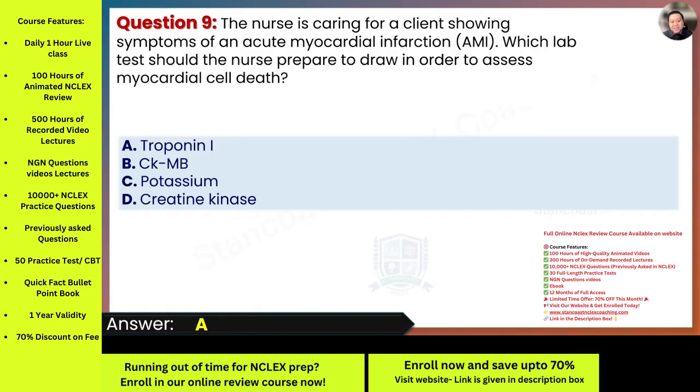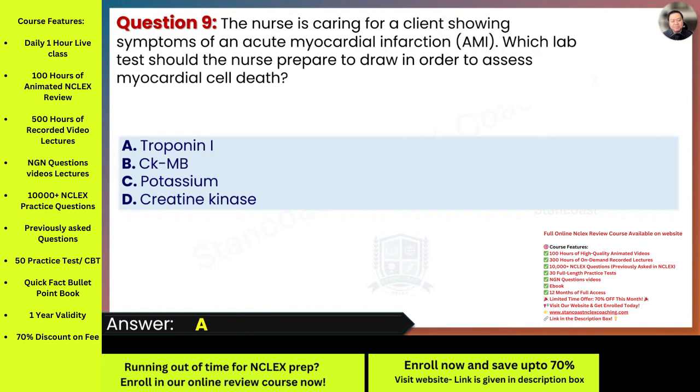Now, why is letter C incorrect? Well, potassium is not specific to myocardial infarction. And we know that abnormal potassium levels can indeed be seen in acute MI, especially with clients with arrhythmias or electrolyte imbalances. But these are not going to be a direct indicator of myocardial necrosis. And potassium monitoring is more relevant for the assessment of electrolyte imbalances, but it does not help in confirming the presence or the extent of the heart muscle damage.